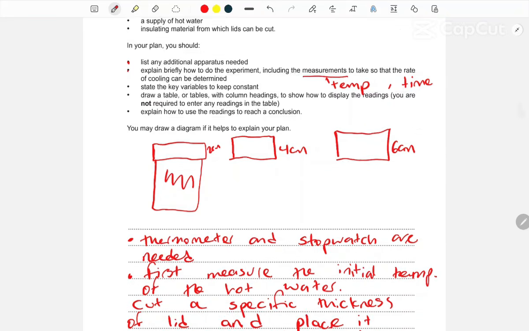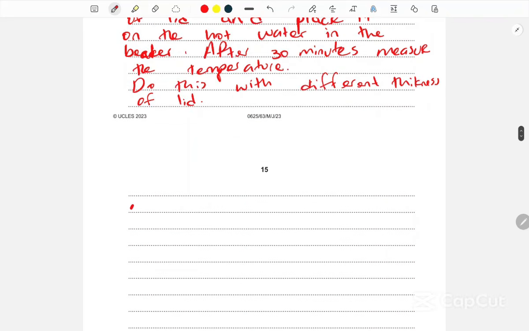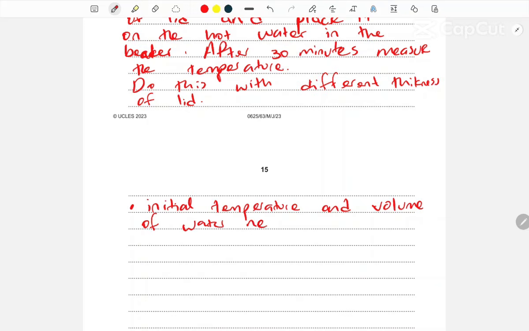state the key variables to keep constant. So first, we need the initial temperature to be the same. And secondly, we need the volume of the water to be the same, because the volume can affect how cool it gets after a while.